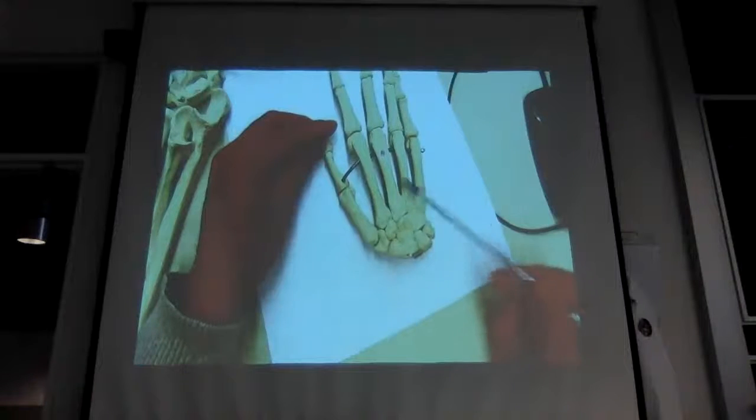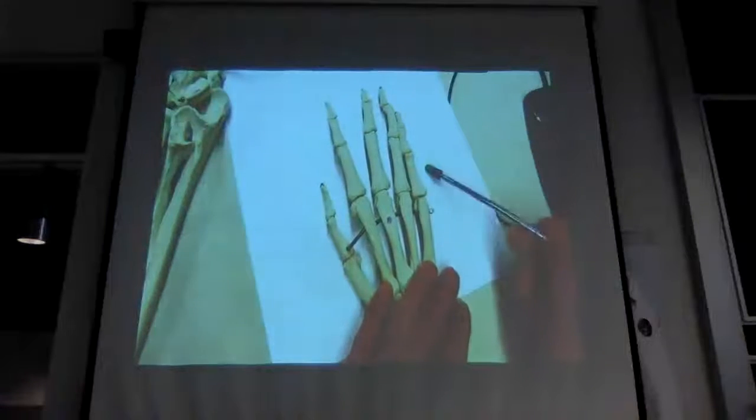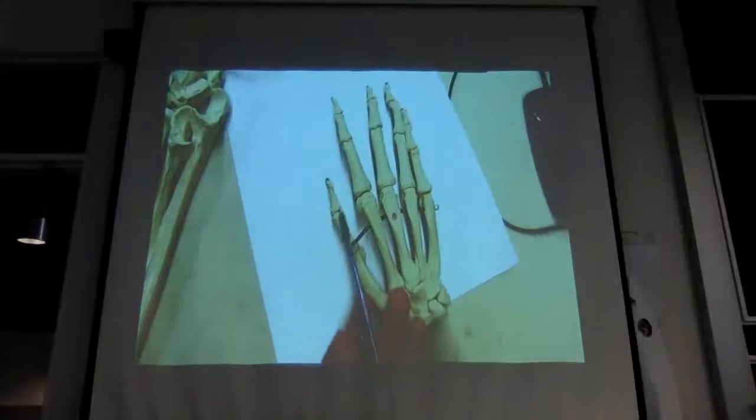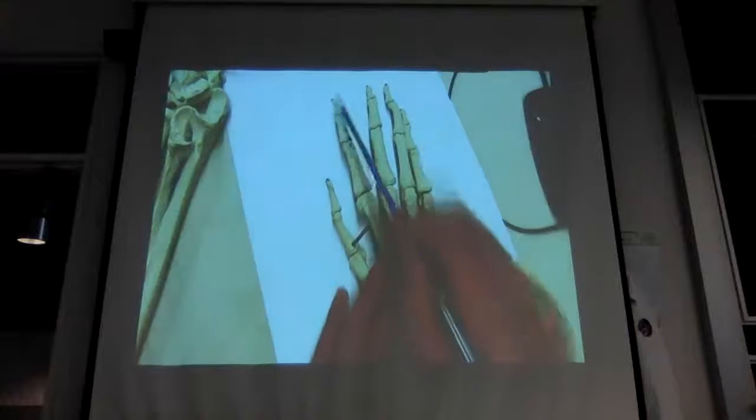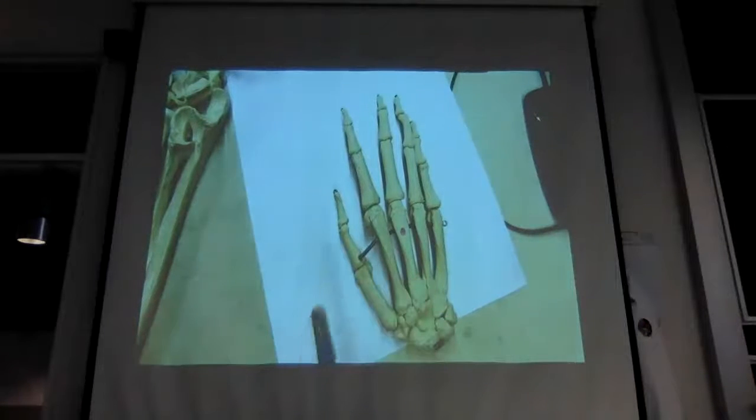Metacarpals form your palm. Phalanges, you only have 2 for the pollex, 3 proximal, middle, and distal for the rest. 2, 4, 5.